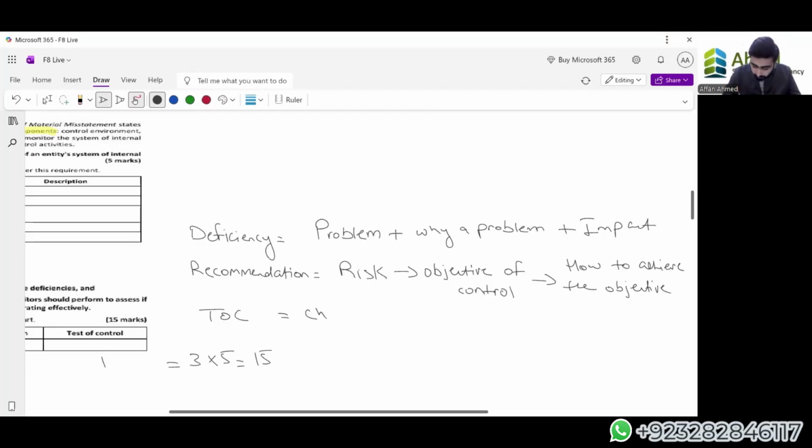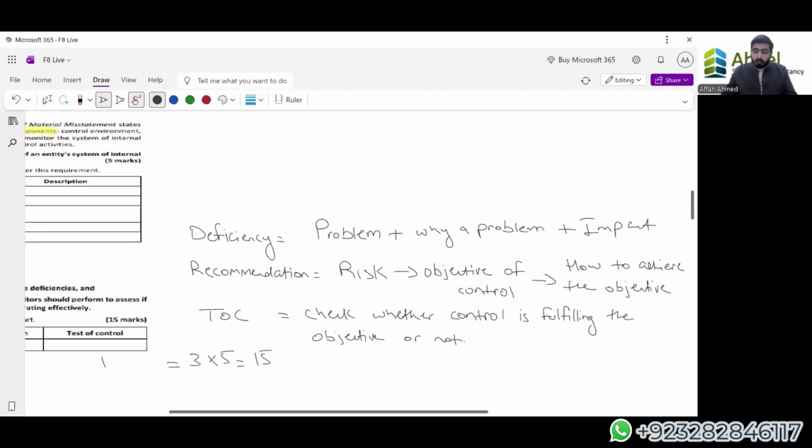Check whether the control is fulfilling the objective or not.